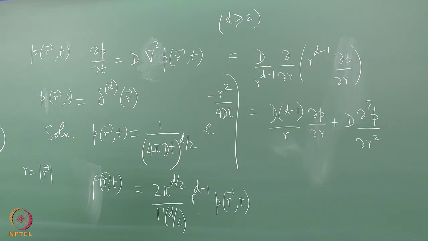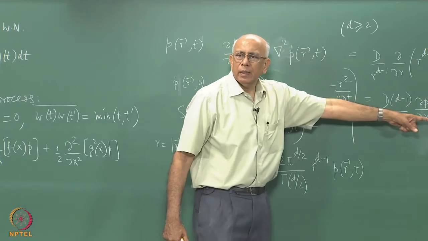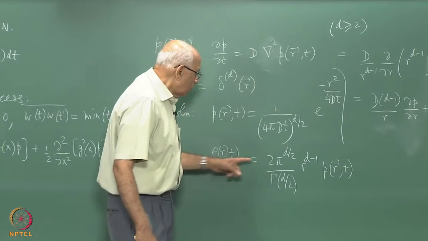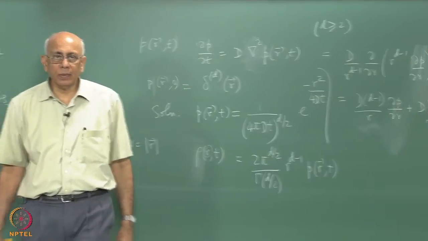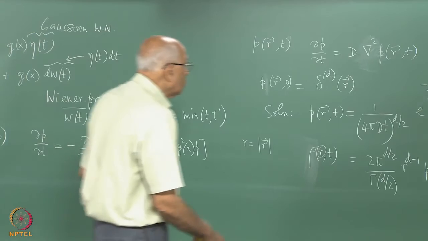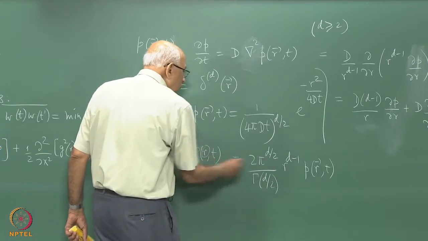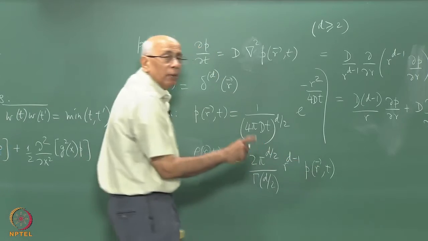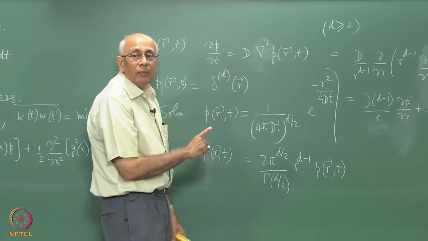Whatever it is, this constant factor is actually irrelevant because this whole thing is homogeneous in p, and therefore it's going to cancel out. What's relevant is that you have an r to the d minus 1 times p out there. Right. So all you have to do is to remember that rho is r to the d minus 1 times p apart from a constant, and therefore p is rho divided by r to the d minus 1.